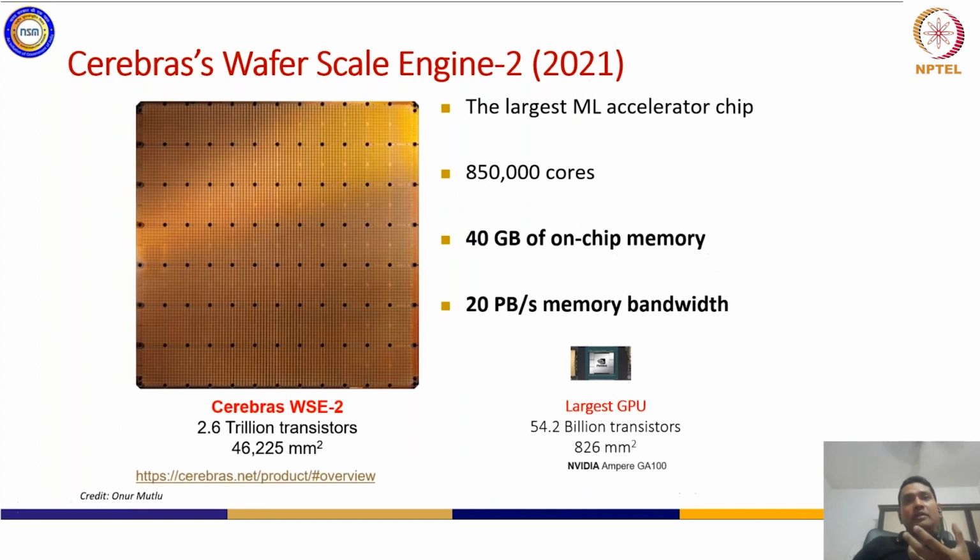Now, the next generation of this wafer scale engine was published in 2021, and that has 850,000 cores, and it can deploy 40 GB of on-chip memory, with 20 petabytes per second of memory bandwidth. So you can imagine how much memory it is employing. Okay. So just to have this shorter access time and reduced energy, all these things you have seen in the previous slide.